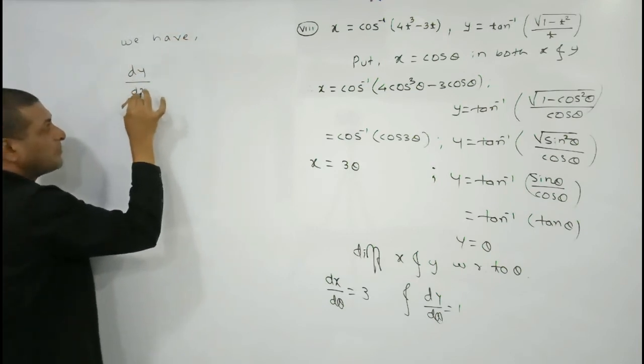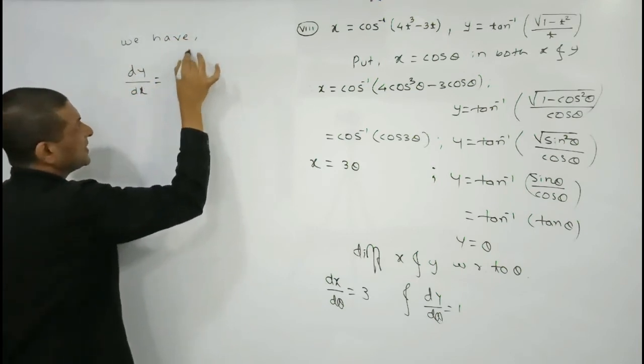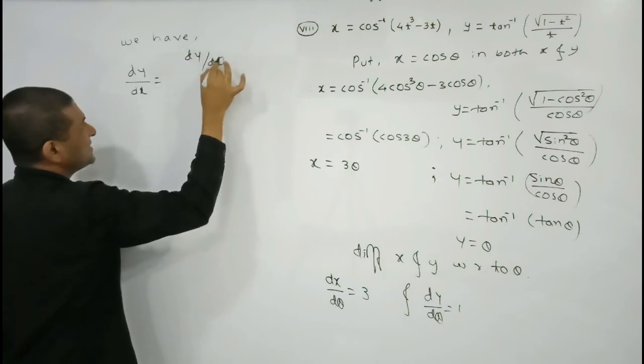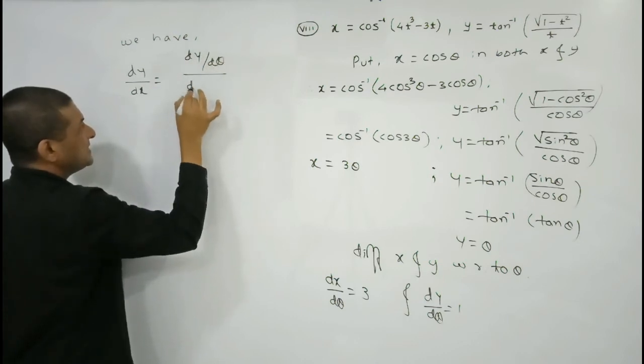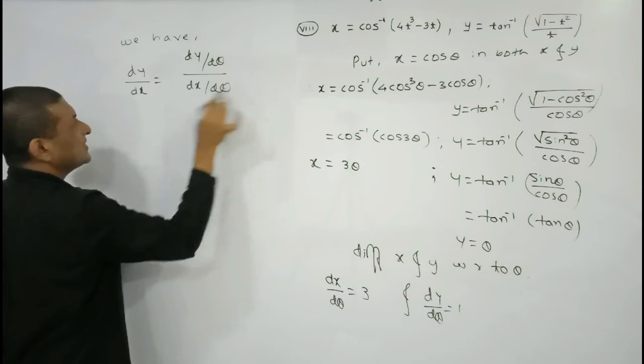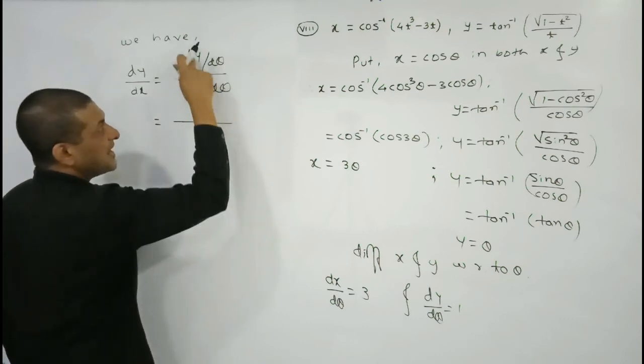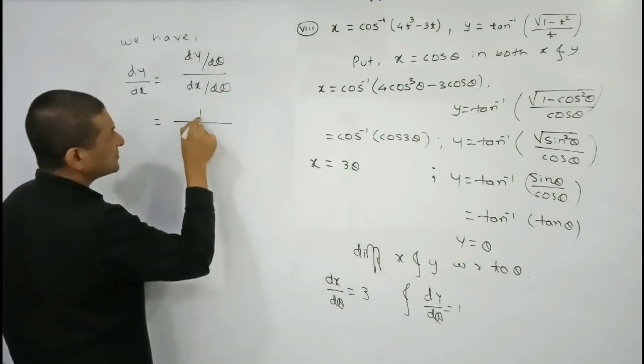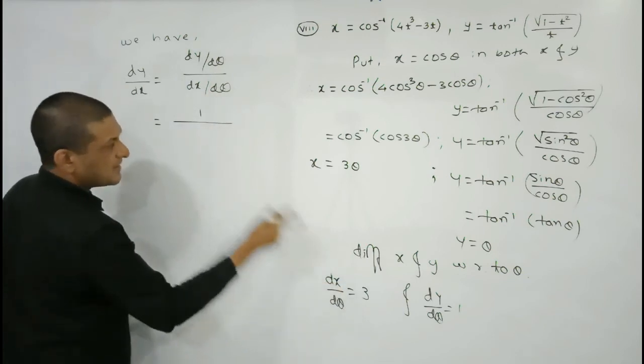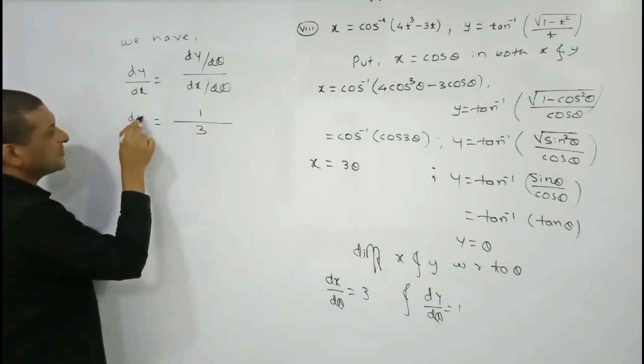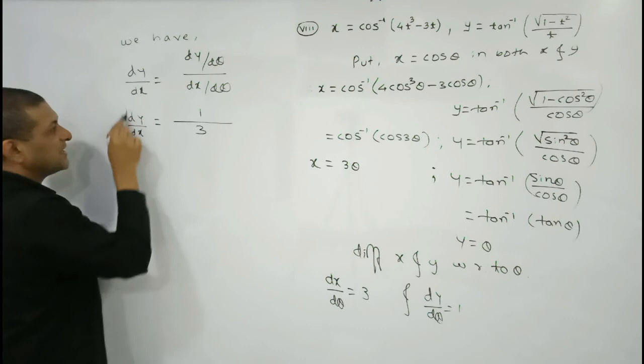Once these values are known to us, apply our standard formula to find the differentiation of a parametric function. dy upon dx is equal to dy divided by d theta upon dx by d theta. So this is equal to dy upon d theta, its value is 1, and dx upon d theta, its value is 3, which means our required derivative is 1 by 3.